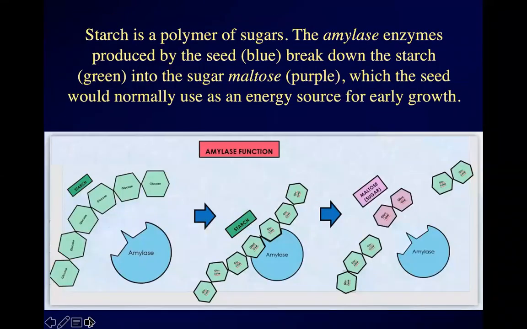Okay, so starch, again, is a polymer of simple sugars, and the seed begins to produce enzymes called amylase. And the amylase that's produced by the plant embryo in the seed breaks the starch down into a simple sugar called maltose, which the seed would normally use as its energy source.